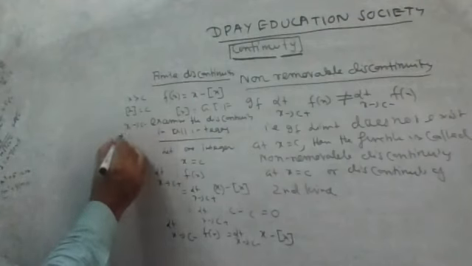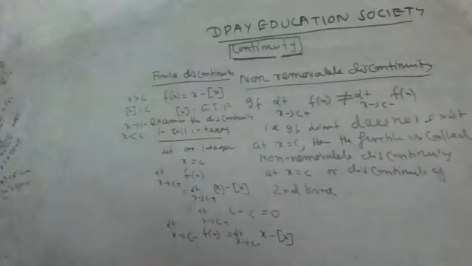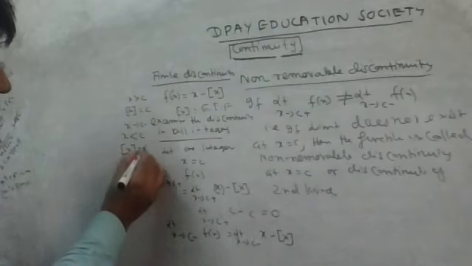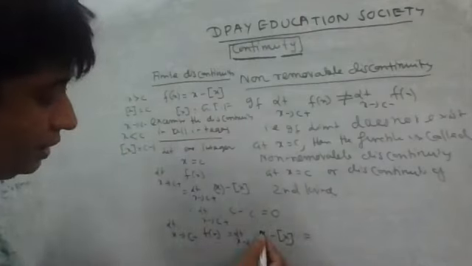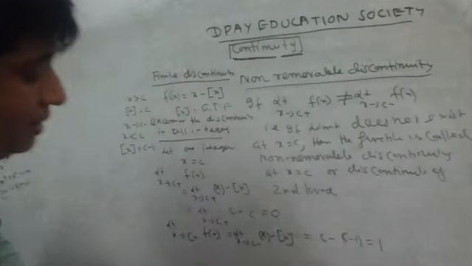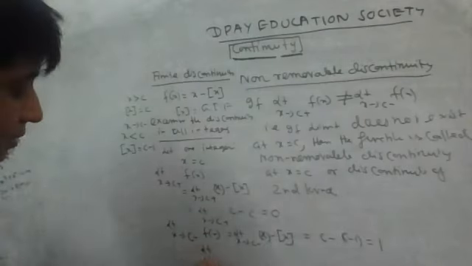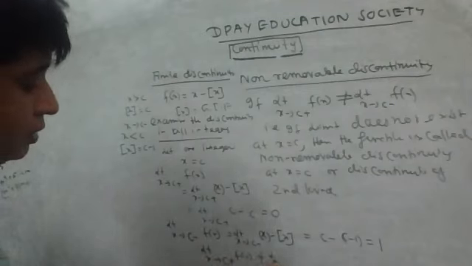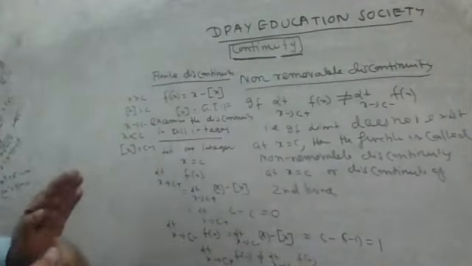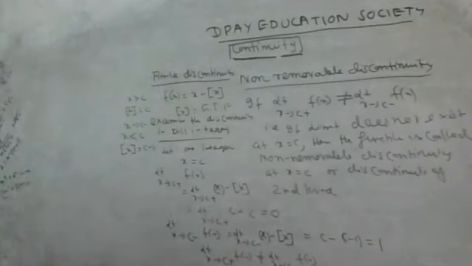x tends to c minus means x less than c, so I have to take its previous integer value. The box of x will be c minus 1. Put here, in place of x you put c, and here in place of box x, c minus 1. Remove the bracket. So limit x tends to c plus f(x) is not equal to limit x tends to c minus f(x). In both cases you are getting a finite value.